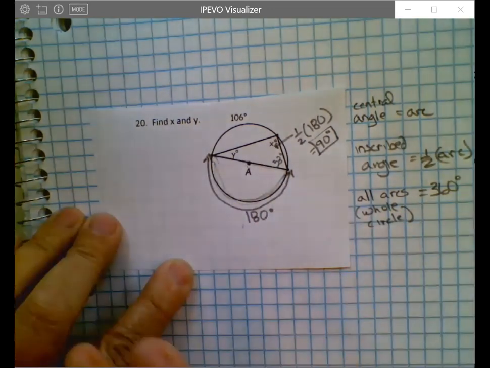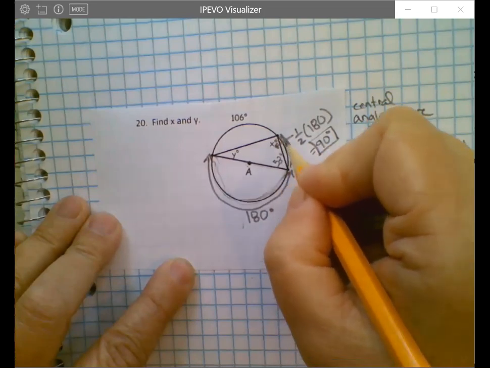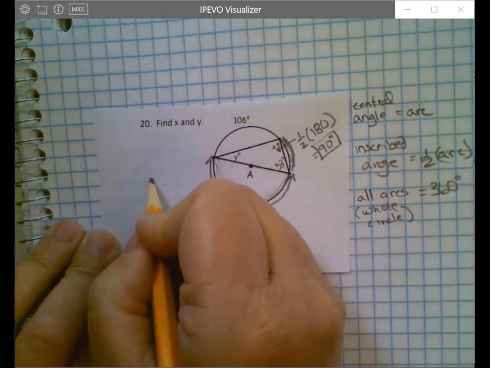We can also, so there are multiple approaches here. We can also figure out this arc over here, this little arc. So we know we have two arcs, 106 and 180.